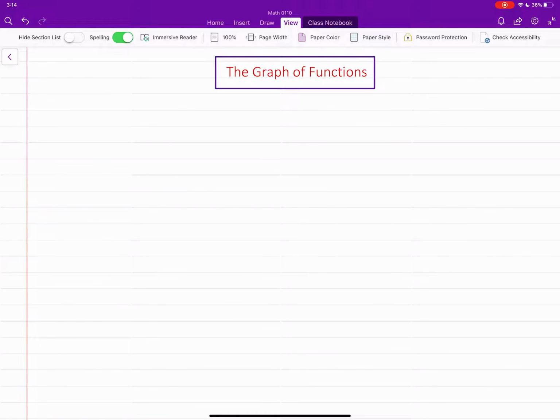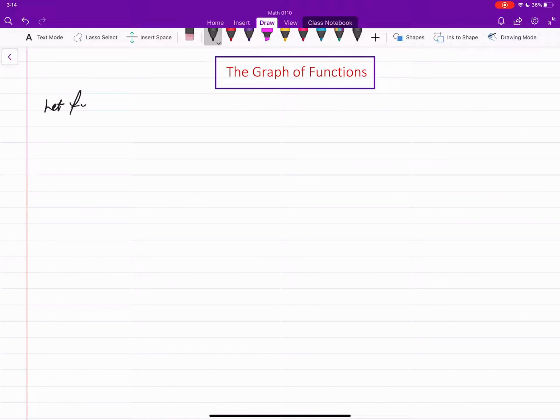Hi, in this video we will learn basics of the graph of a function. So let me start with what is the graph. So let f be a function from a subset of R to R, real numbers, meaning that the domain of the function and the range of the function are subsets of real numbers.